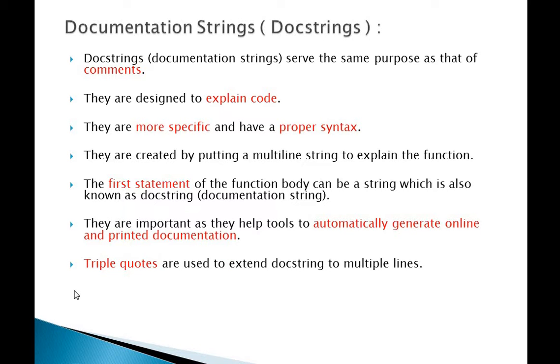Triple quotes are used to extend docstring to multiple lines. This is similar to our multi-line comment concept. This documentation string is accessed through the double underscore doc double underscore attribute of the function.